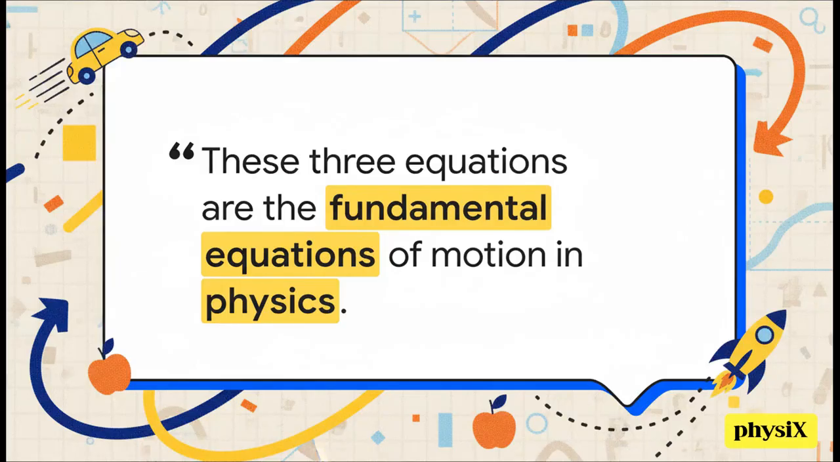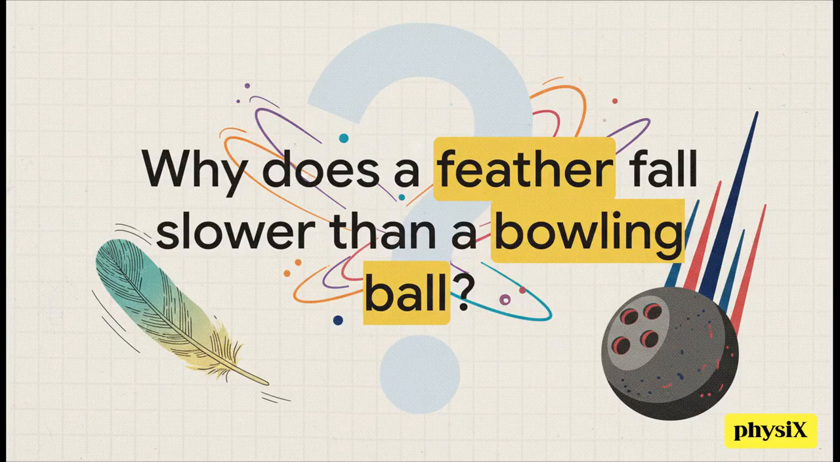I really want this to sink in. These aren't just some random formulas to memorize for a test. They are truly the bedrock of kinematics. They describe the fundamental nature of how things move in our universe, at least under this very, very common condition of constant acceleration. And that leaves us with one final lingering puzzle.